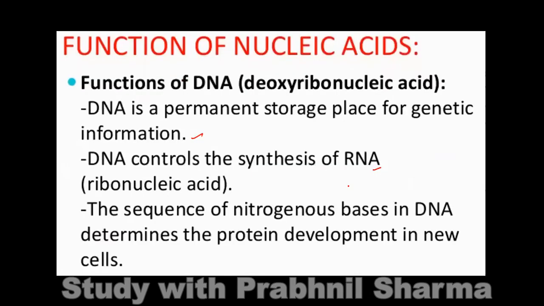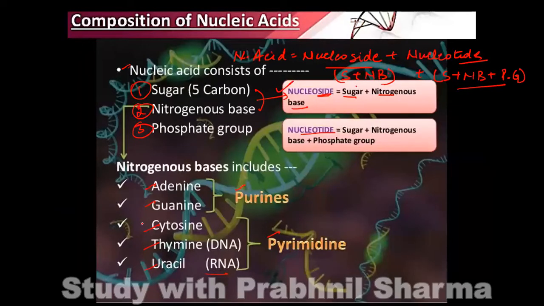Functions of nucleic acid. The first function of nucleic acid is that DNA is the permanent storage place of the genetic information. Second, DNA controls synthesis of RNA. And third, the sequence of nitrogenous bases in DNA determines protein development. So DNA not only helps in the transportation and storage of genetic information, it also helps in the protein development in a new cell.